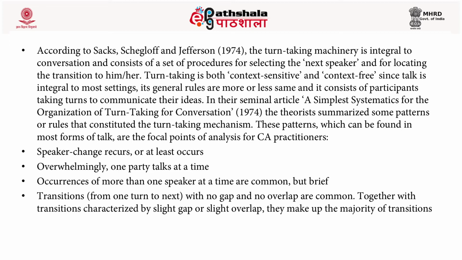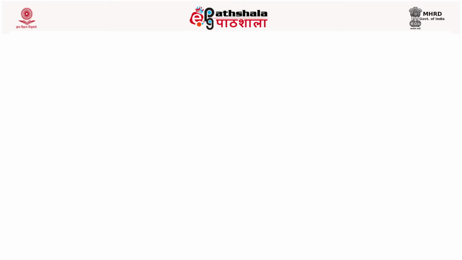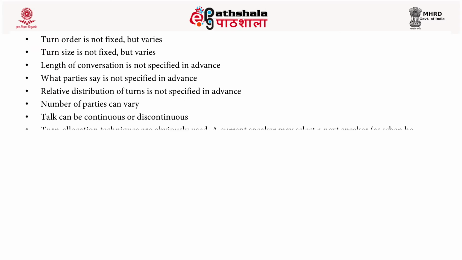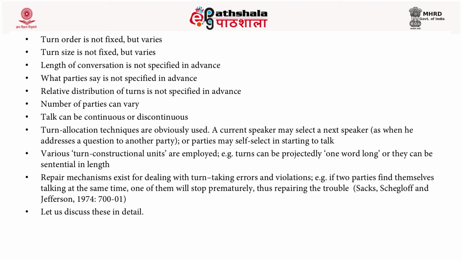Speaker change occurs. Overwhelmingly, one party talks at a time. Occurrences of talk by more than one speaker at a time are common, but brief. Thus, transitions from one turn to the next, with no gap and no overlap, are common in conversation. They also say that turn length varies and turn order is not fixed. Talk can be continuous or discontinuous. Topics of conversation are not fixed in advance. Relative distribution of turns is not specified in advance.